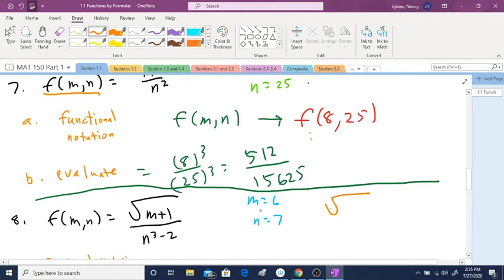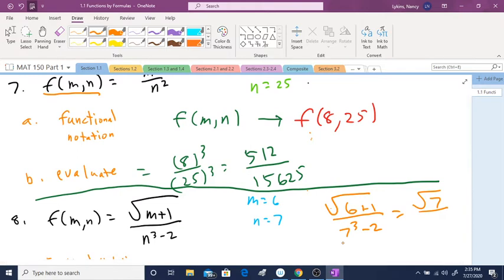So I'm going to take square root of 6 plus 1 over n squared, so that is 7 to the third power minus 2. Now the square root stays on the top. It does not go to the bottom. 6 plus 1 is 7. And then you would say, okay, what is 7 to the third power? 7 to the third power is 343. Subtract 2, and you get 341.